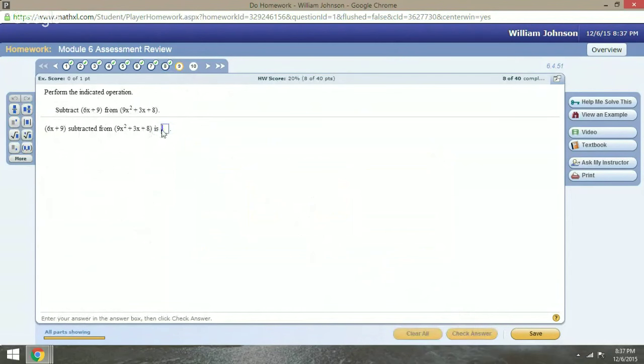Okay, so 6x minus 9 from 9x squared minus 3x minus 8 is going to be 9x squared minus 3x minus 1. There you go.